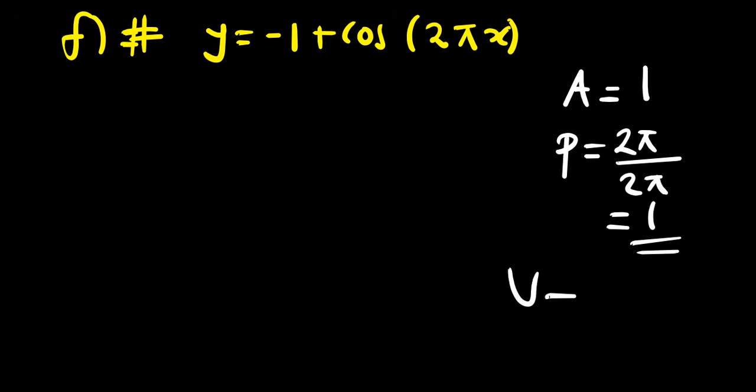Our vertical shift, you're able to see that they've given us a vertical shift of 1. So the entire graph is going to shift upward by 1. So what are we now going to do? The vertical shift, you're able to see that it is 1. So let's now graph.